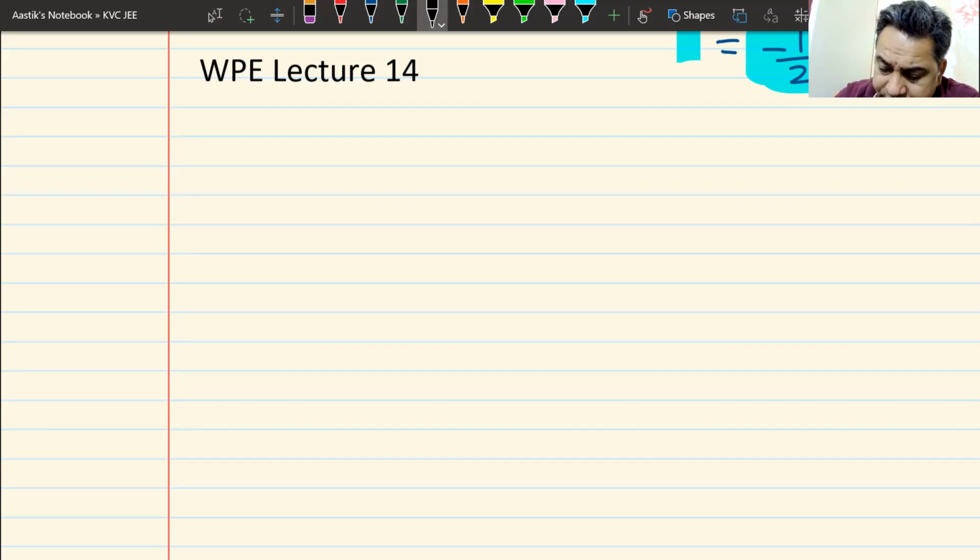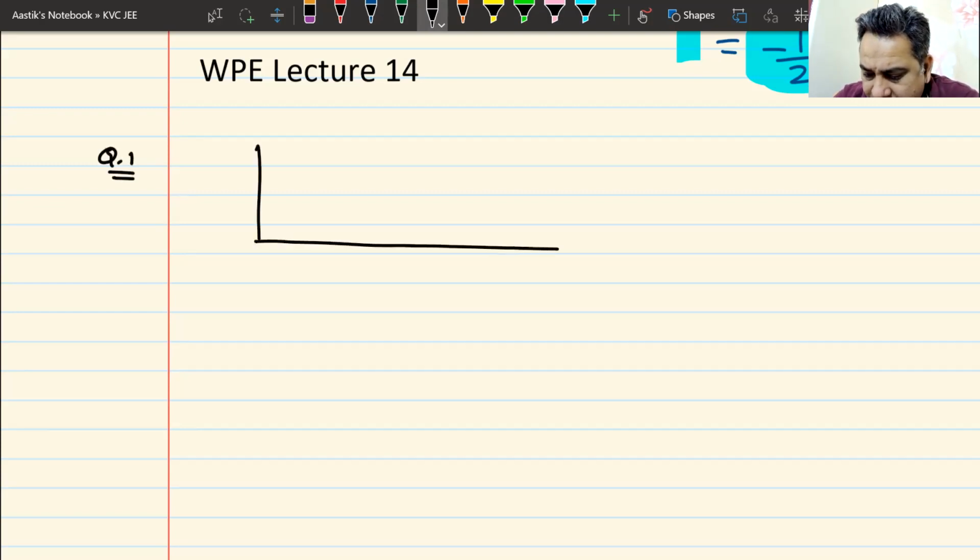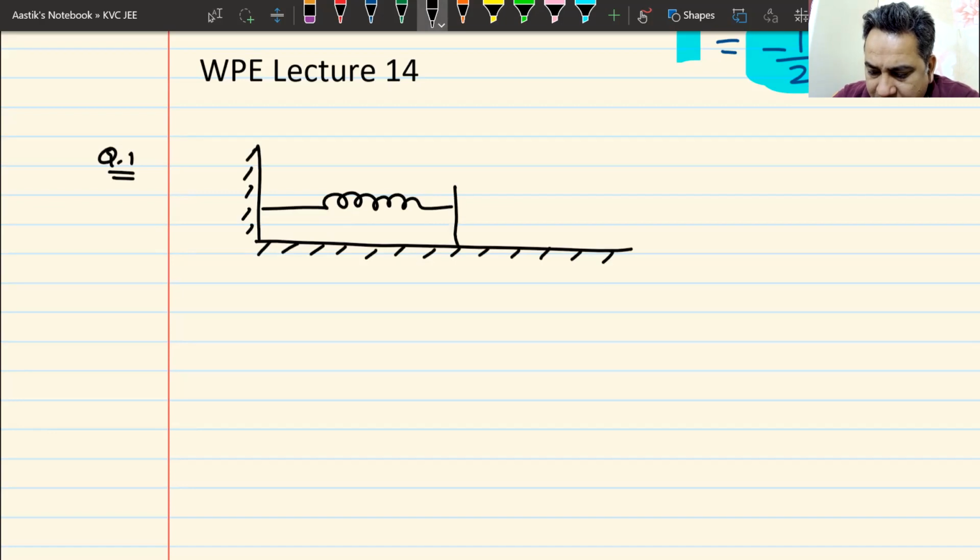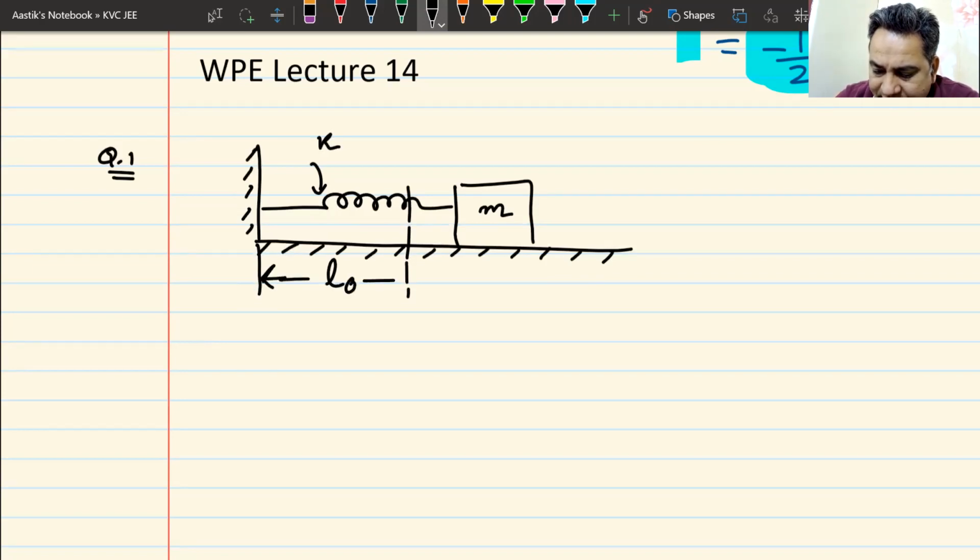with a simple problem. Since we are dealing with springs, and we have not dealt with many problems on springs, let me again start with a problem based on springs. So I have a block of mass m attached to a spring of spring constant k. As you can see, the natural length of the spring is L naught.